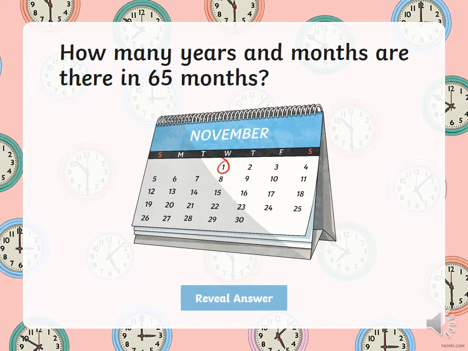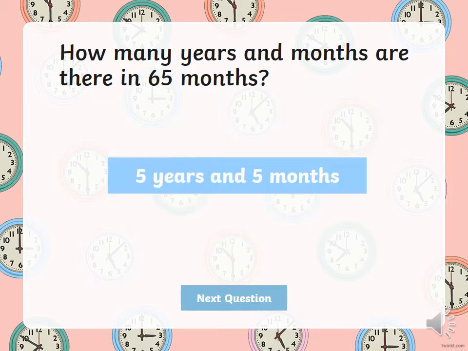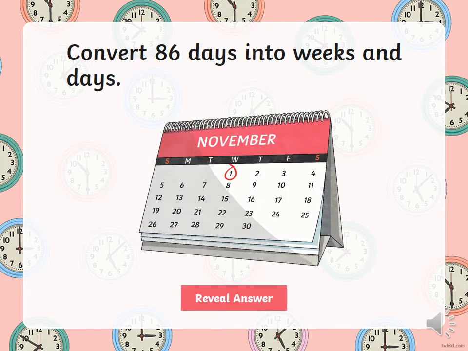How many years and months are there in 65 months? You do know that there are 12 months in a year, so you can count up in your 12s to work out the answer. You should know your 12 times tables. Count up, and you'll be able to work out how many years and how many months there are. Pause the video before I reveal the answer. It's 5 years and 5 months. Okay, moving on to the next question.